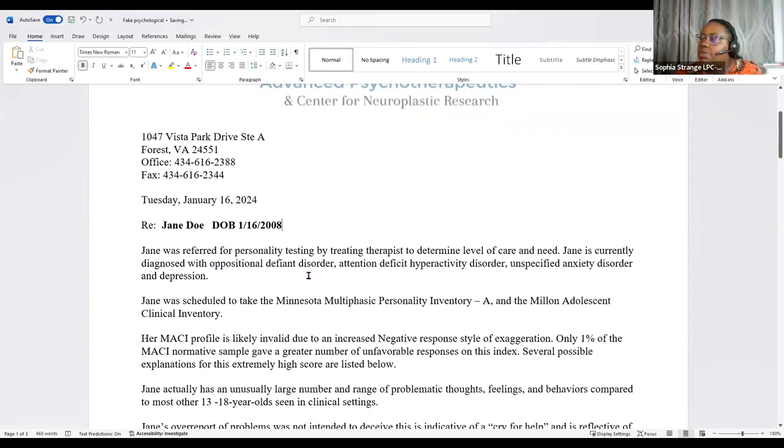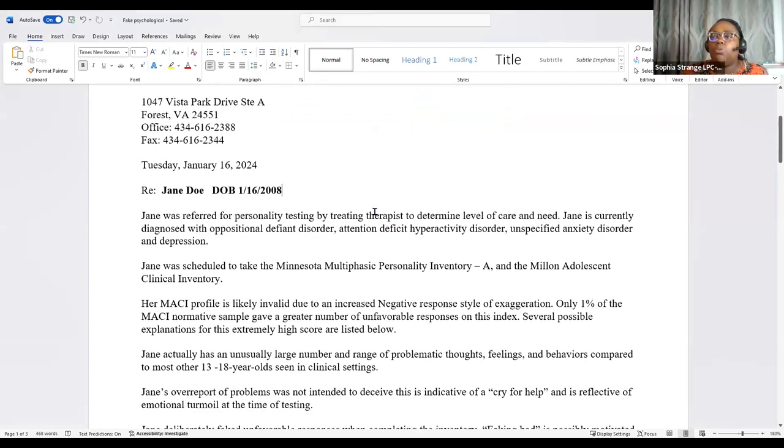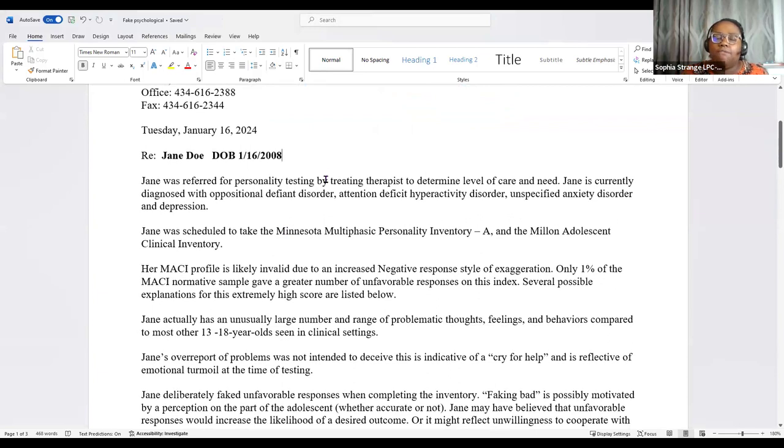Jane is currently diagnosed with oppositional defiant disorder, attention deficit hyperactivity disorder, unspecified anxiety disorder, and depression. So we don't always know where these diagnoses came about. Sometimes they're reported, sometimes they're already of record because a practitioner has done them. But we also know that once testing is completed, it's either going to confirm or deny these diagnoses. If you see the letters R slash O, that's rule out. That means they may or may not have that diagnosis, which means that part of testing is to try to tease that out and understand whether or not that's in existence.